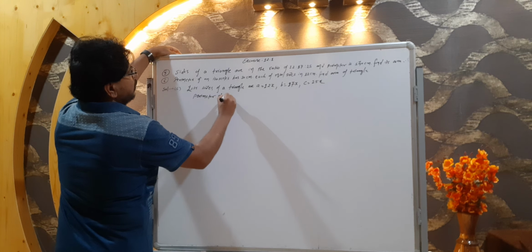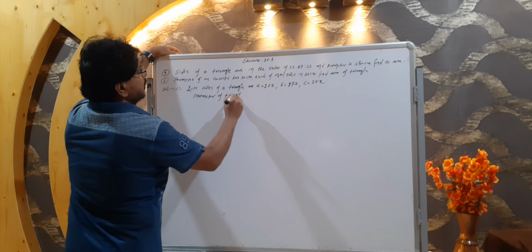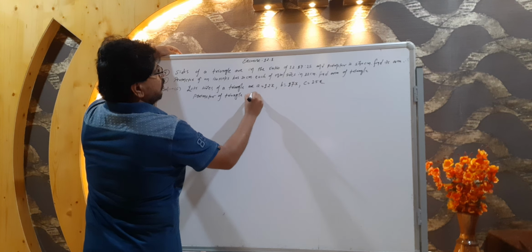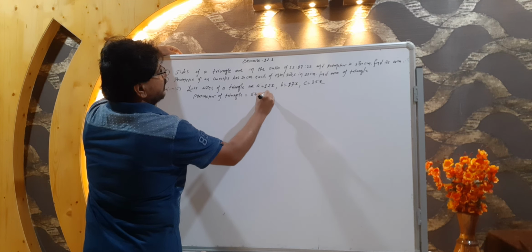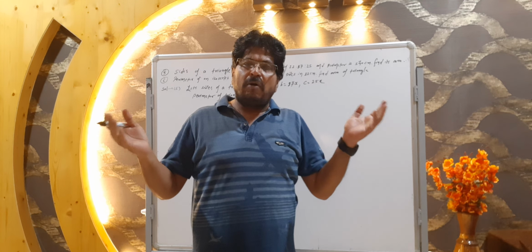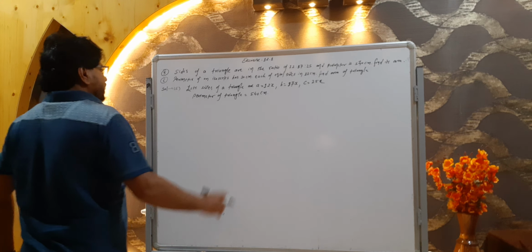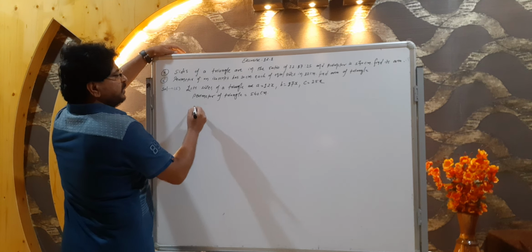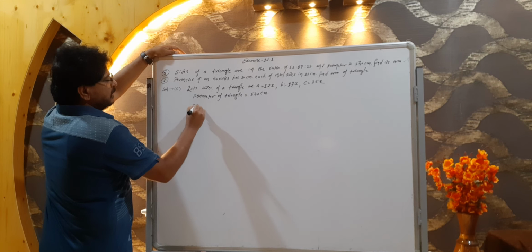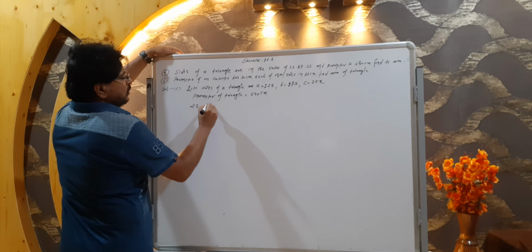of the triangle is equal to, what is given? 540 centimeters. Perimeter means what? Simply the sum of the lengths of all the sides. What is the length of the sides? It means what we can say? Perimeter means 2s. Perimeter means 2s.